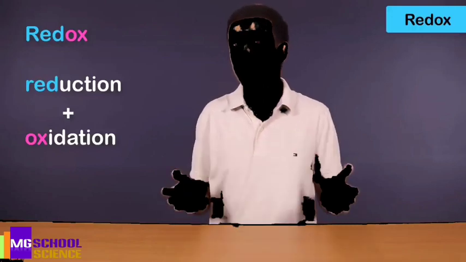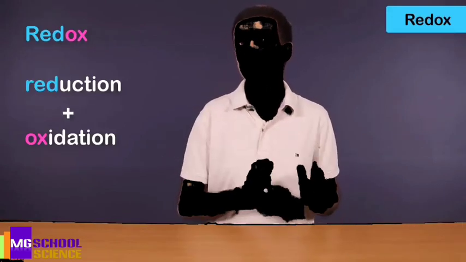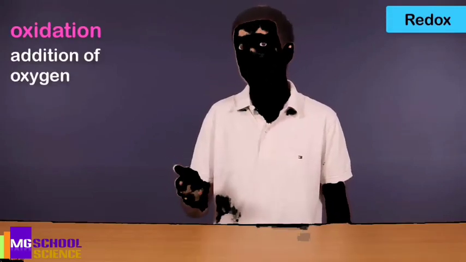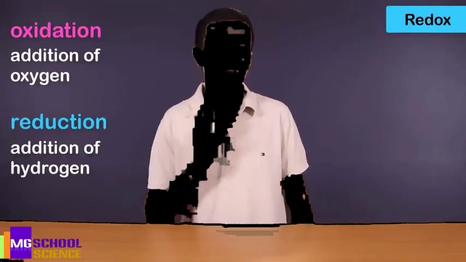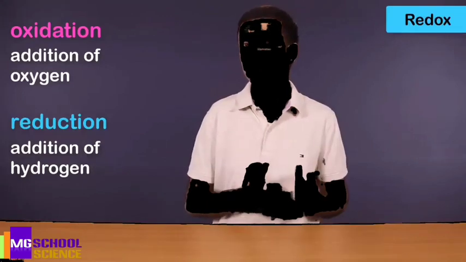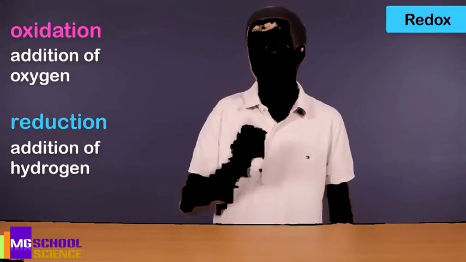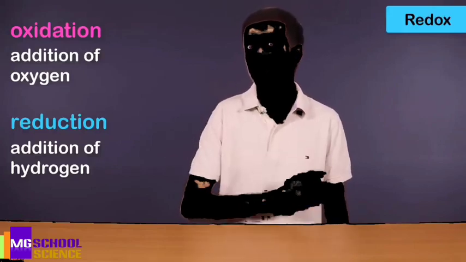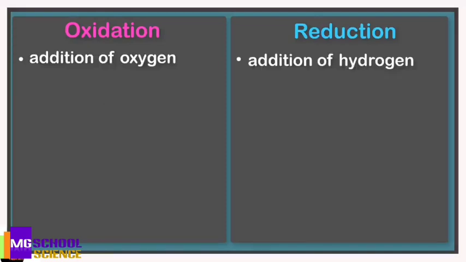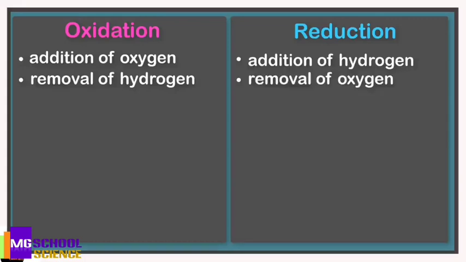First, let's understand the meaning of these terms, oxidation and reduction. In simple terms, oxidation means addition of oxygen and reduction means addition of hydrogen. But there are other ways of defining oxidation and reduction. So let's go ahead and make a table of oxidation versus reduction. We just discussed the first difference. Oxidation is addition of oxygen and reduction is defined as addition of hydrogen. Oxidation can also be defined as removal of hydrogen and reduction is removal of oxygen.